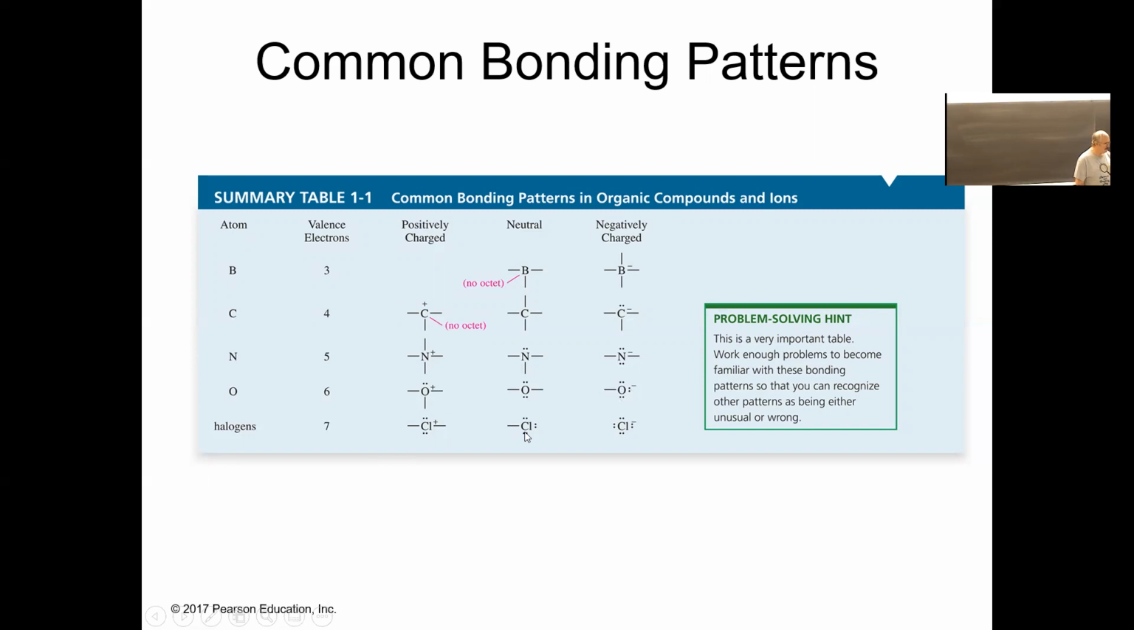For chlorine, chlorine forms 1 bond. We'll see some reactive intermediates where it forms 2, and in that case, it will have a plus charge. When chlorine has a negative charge, it has no bonds. It's a separate ion, a chloride ion.